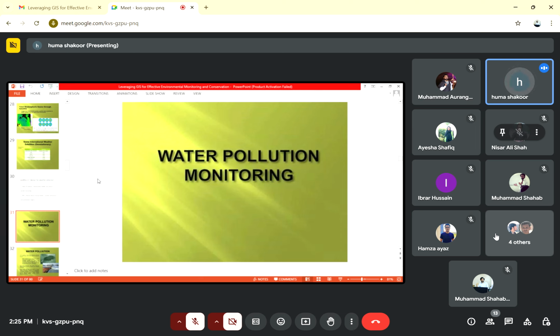That was the air pollution: what satellites are used to monitor air pollution and how they display the data in the form of images. Now come to water pollution, because water is the universal solvent and it is very important. Without water, life is impossible on land.